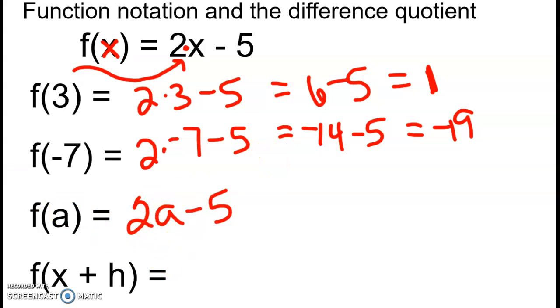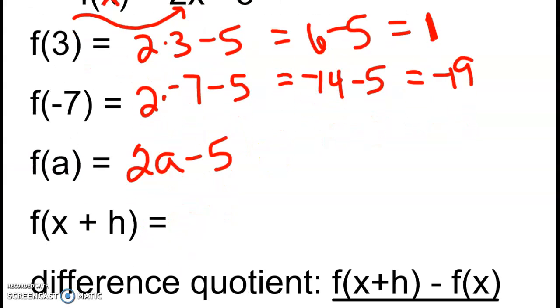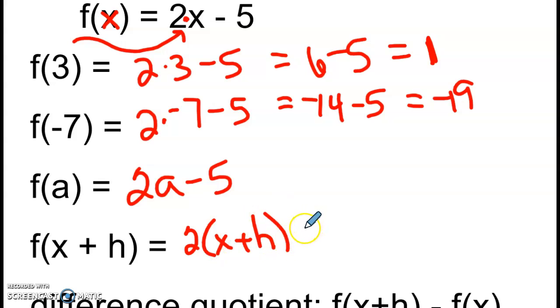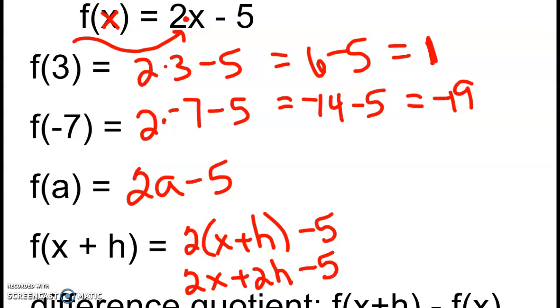I get another expression. F of x plus h. Well, as I said, the f function tells me take what's in parentheses, multiply it by 2, and subtract 5. So I'm going to take what's in parentheses, multiply it by 2, and subtract 5. I might distribute my 2 through just to see if that does anything. It doesn't really. So either one of those answers would be fine.